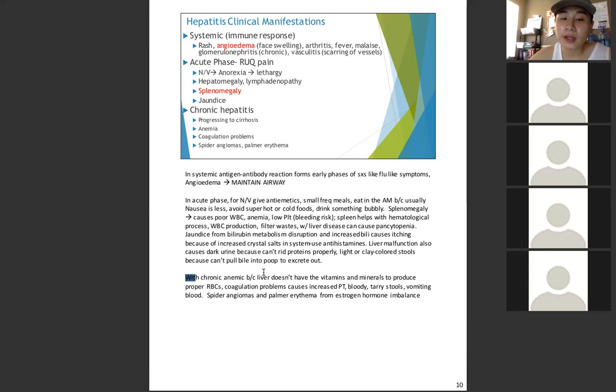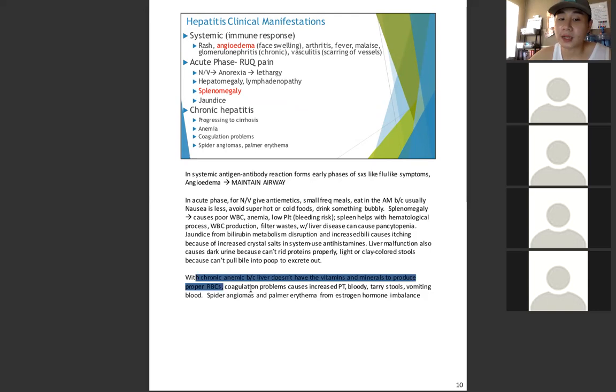Chronic anemia, because the liver doesn't have the vitamins and the minerals to produce proper red blood cells. Like I said, because it doesn't produce bile, it doesn't help with the fat emulsification. So we can't absorb the fat, and the fat includes those fat soluble vitamins A, E, D, K. Those and iron help with the production of the red blood cells. So the patient will be anemic.